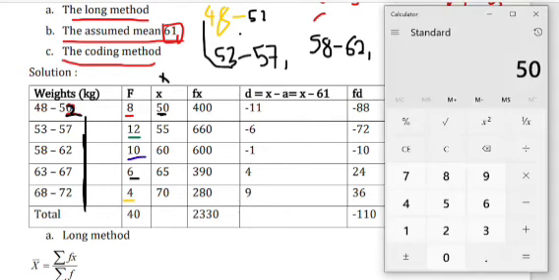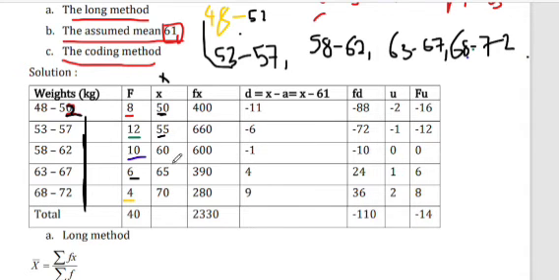The next number is 53 to 57. So just do 53 plus 57. That is equal to 110. Divide it by 2. That will give us 55. Obviously, now you can see how we got all these other numbers here.